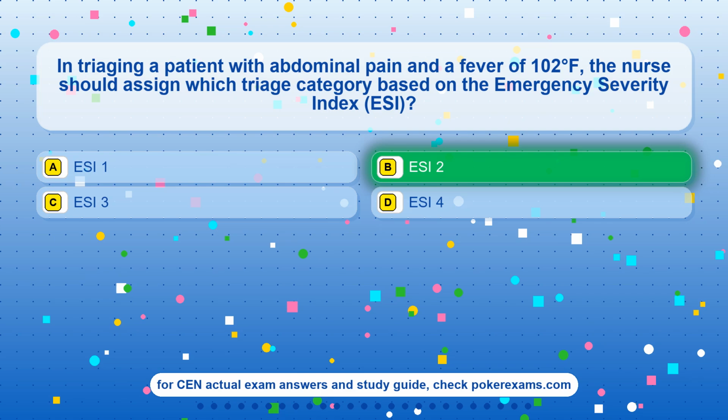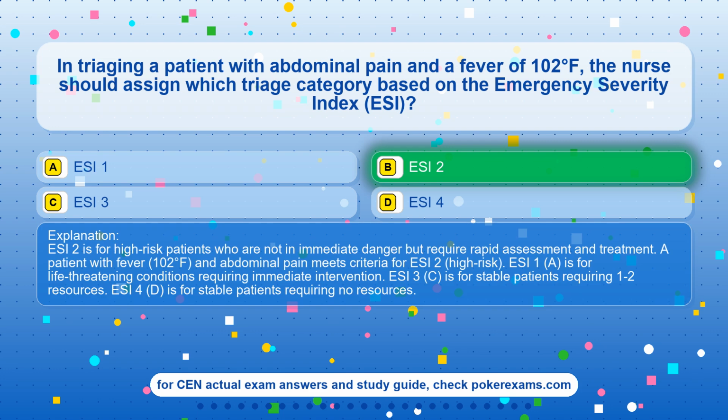The correct answer is option B, ESI 2. ESI 2 is for high-risk patients who are not in immediate danger but require rapid assessment and treatment. A patient with fever, 102 degrees Fahrenheit, and abdominal pain meets criteria for ESI 2, high-risk. ESI 1, A, is for life-threatening conditions requiring immediate intervention. ESI 3, C, is for stable patients requiring 1-2 resources. ESI 4, D, is for stable patients requiring no resources.